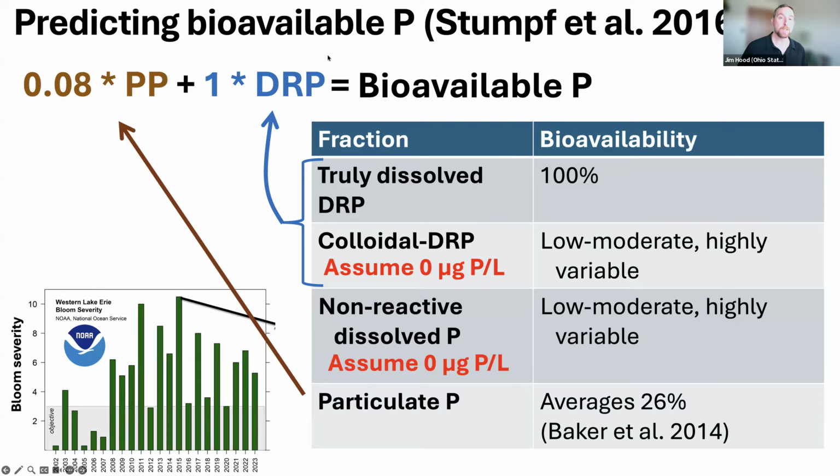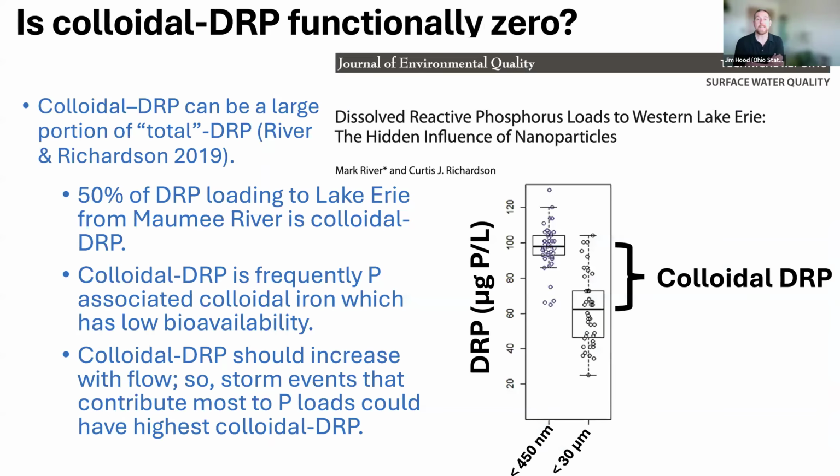So the key part of this work is really challenging this assumption that colloidal DRP is zero or not bioavailable. Work that came out by River and Richardson in 2019 suggested that colloidal DRP could be a large portion of total DRP in the Maumee River. They suggested about 50% of DRP loading to Lake Erie is colloidal DRP. They noted that colloidal DRP was frequently associated with colloidal iron, and those iron phosphorus molecules tend to have low bioavailability.